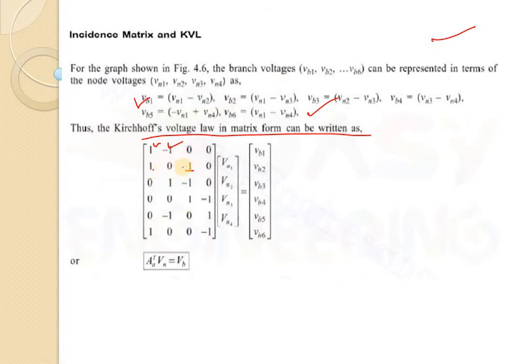In that way we will form the total incidence matrix of the KVL equation, and it will be the incidence matrix into the node voltages equals the branch voltages. That means A transpose Vn equals Vb. Basically, it is the transpose of the incidence matrix into the node voltages equals the branch voltages. In that way, we can represent the incidence matrix and Kirchhoff's voltage law.